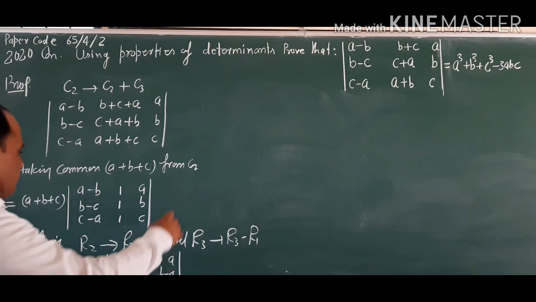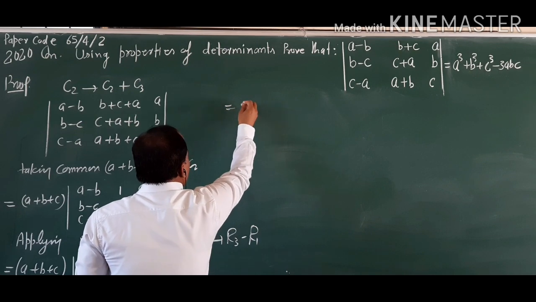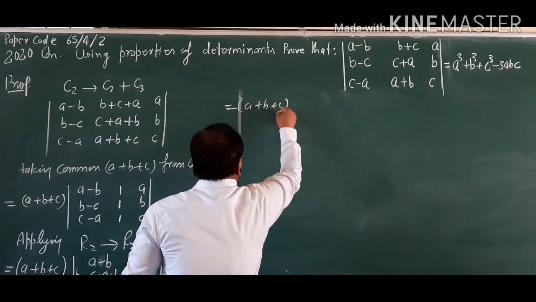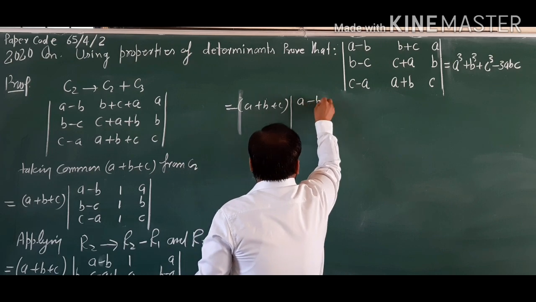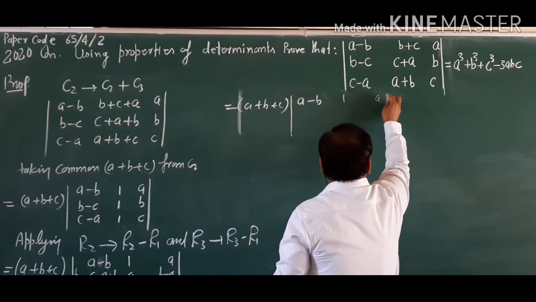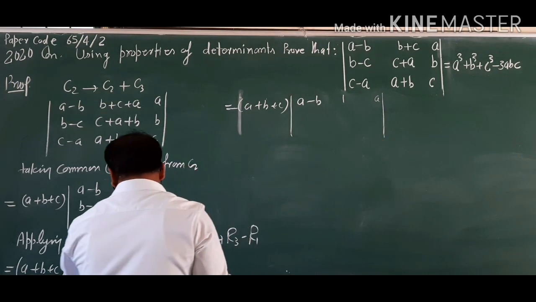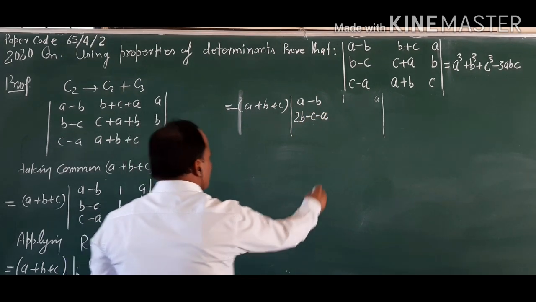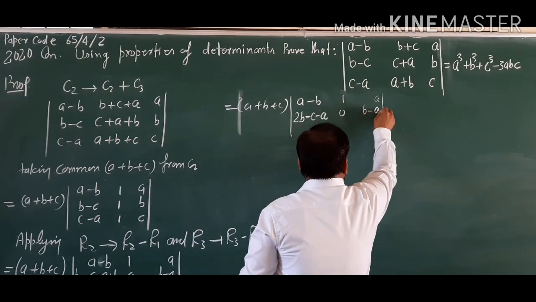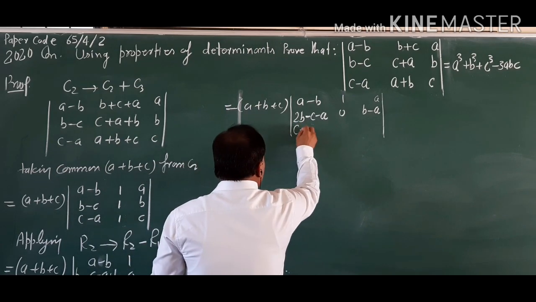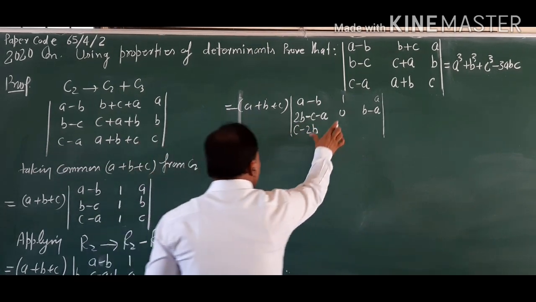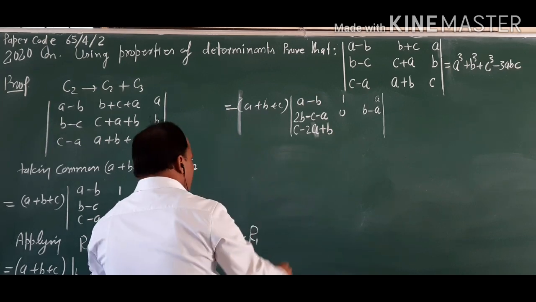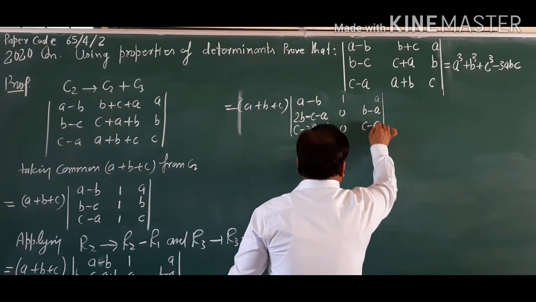ठीक है, अब डिटरमिनेंट हमें क्या मिलेगा उसको लिखना है। We have now A plus B plus C, and determinant we have A minus B 1 A, and here it should be the 2B minus C minus A, 2B minus C minus A, 0 B minus A, and it should be the C minus 2B, C minus 2A, C minus 2A plus B. Whatever we get, we should write it 0, and it is your C minus A.